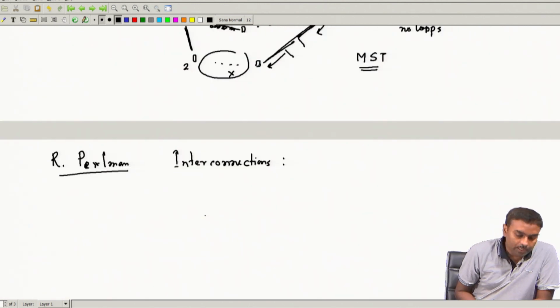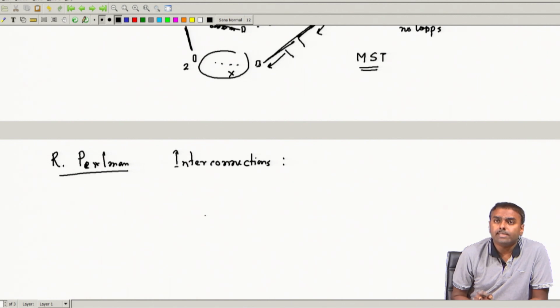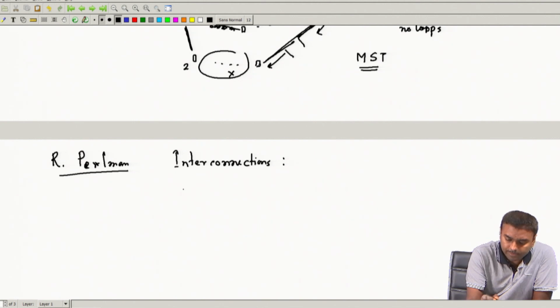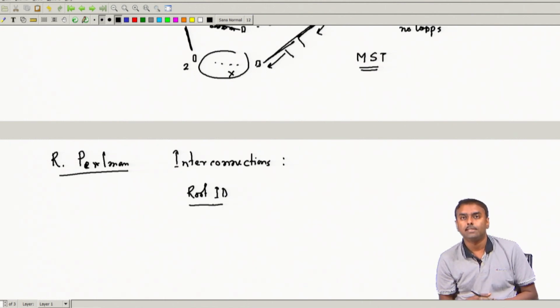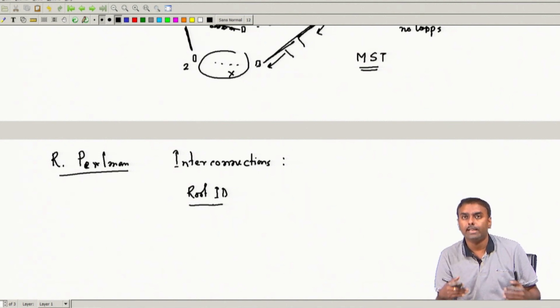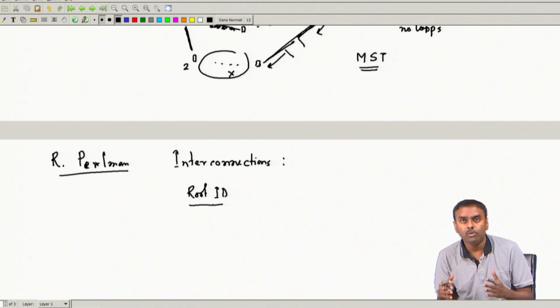For that she decided there must be some messages. What are those messages? The first message is called the root ID. Whoever has done a little bit of data structures or graph theory knows that any tree can be defined with a root, and all others are branches of that. From the root it comes to a child, then the next set of children, and so on. A tree will never have loops, so it will always have branches. That is why it is called a tree.